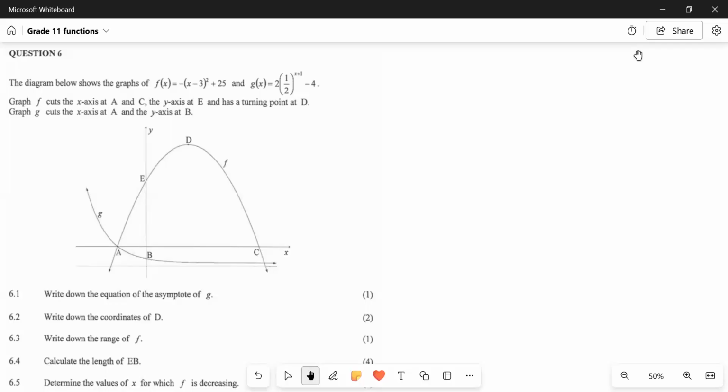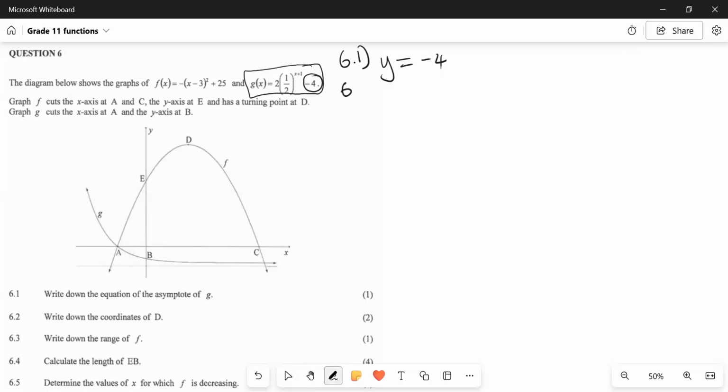6.1. Write down the equation of the asymptote. So we can see that there's a shift there on graph g. There's a shift there, so that becomes our equation of an asymptote. So we need to say y is equal to -4. That's our asymptote.